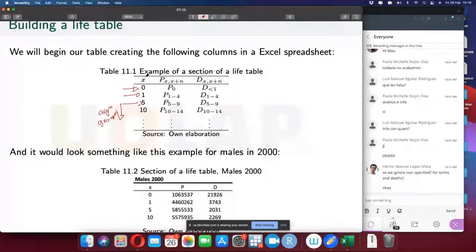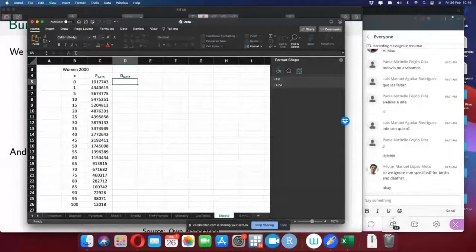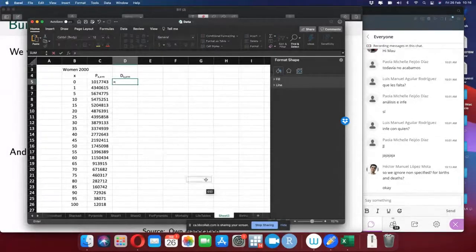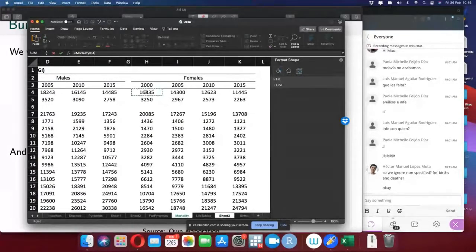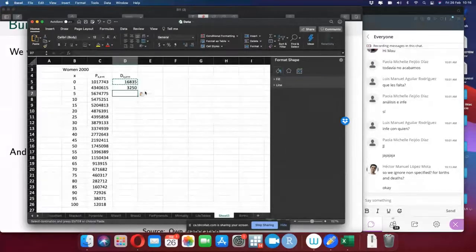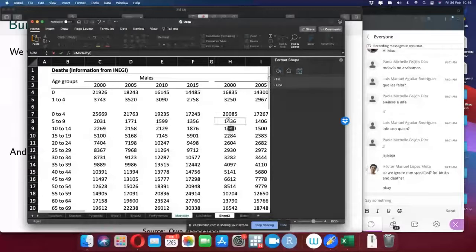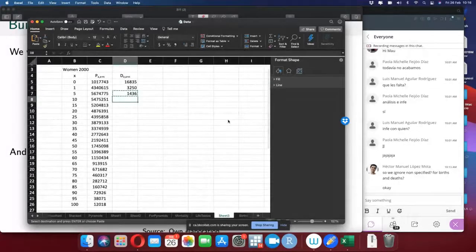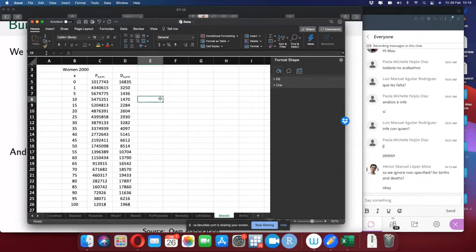Now, according to what I have here, I also need deaths. And these are the deaths that you downloaded from INEGI. Again, we don't do anything to these deaths. So I have mortality here. I'm working with women, 0, and 1 to 4, and 5 to 9. I have them here, and there we are.